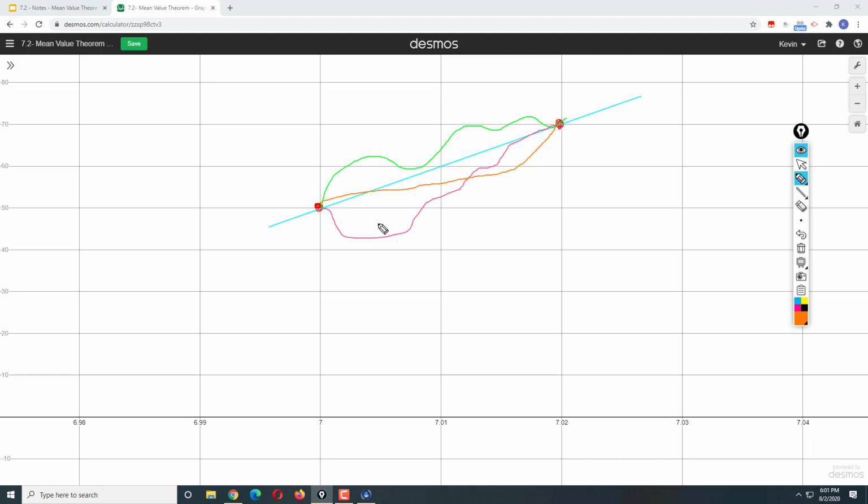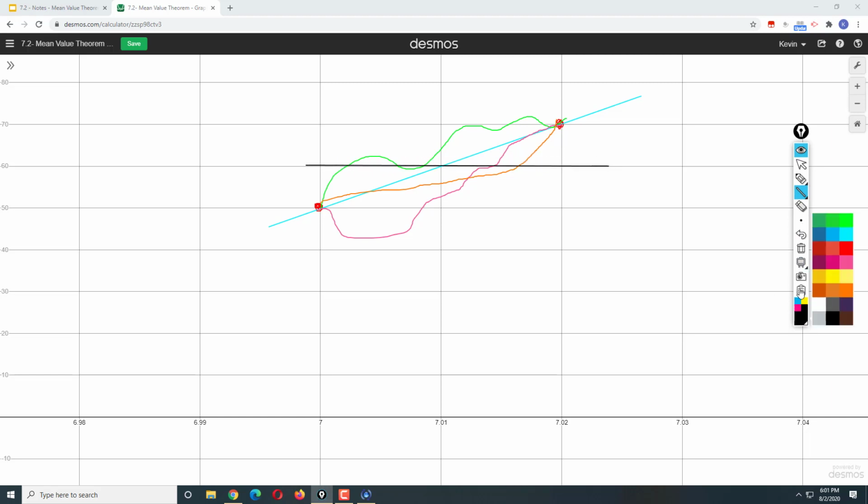Because Antoine's speed can't jump. Physically, that's not possible. For Antoine's speed to go from like 51 to 53 miles per hour, Antoine's speed must go through 52 somehow. So all of these lines that start at 50 and end at 70 must pass through 60. It must pass through this line. I'm going to draw this line, the horizontal line, y equals 60. So here's my y equals 60 line.